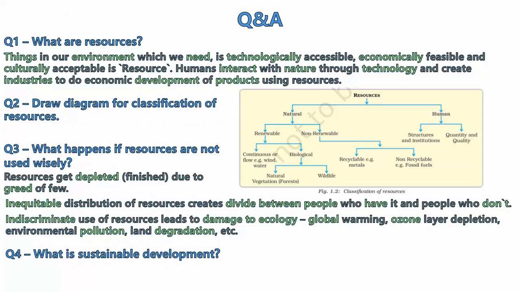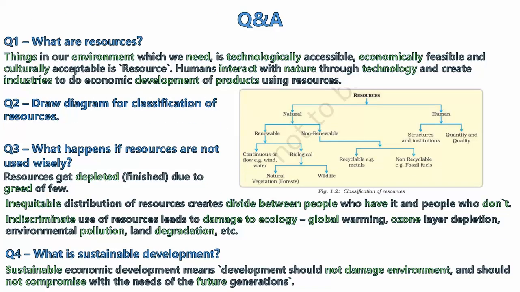What is sustainable development? Sustainable economic development means development should not damage the environment. Whenever we do any industry, we should ensure that we don't damage the environment, and we should take actions so that our effect on the environment is as little as possible. And it should not compromise the needs of future generations. If we use up all the oil today in this generation, for the next generation there will be no oil left.